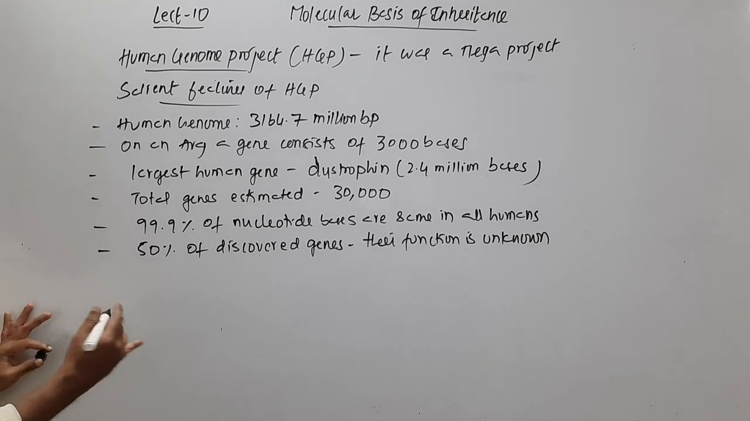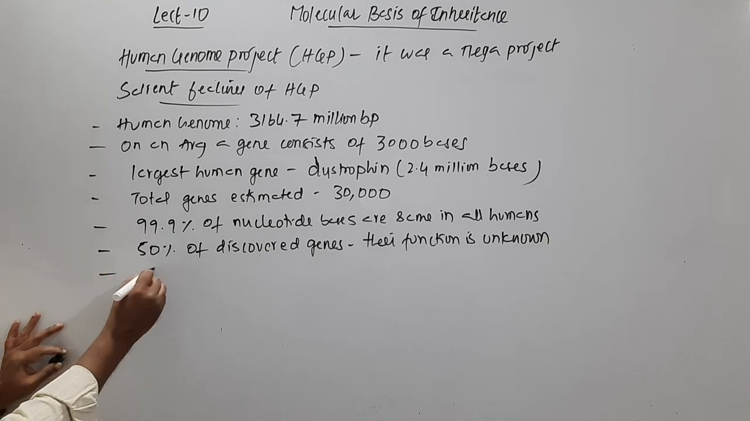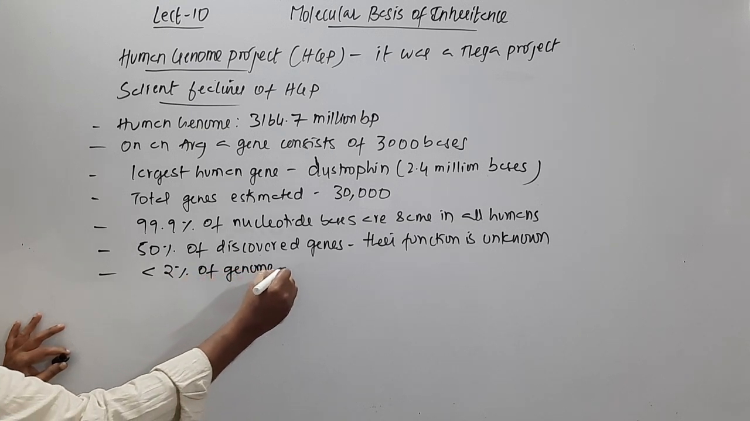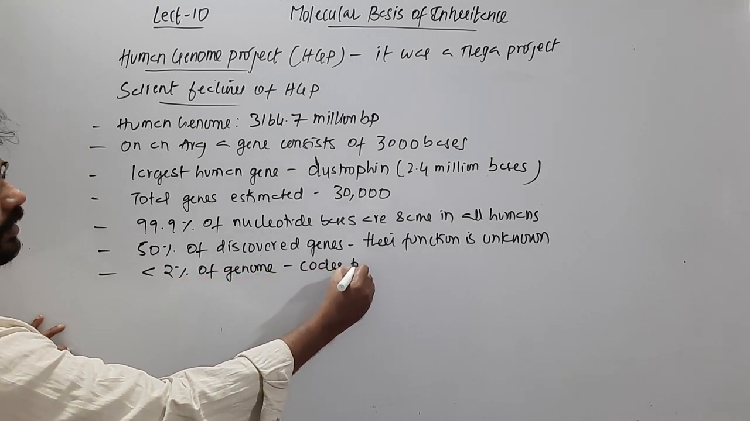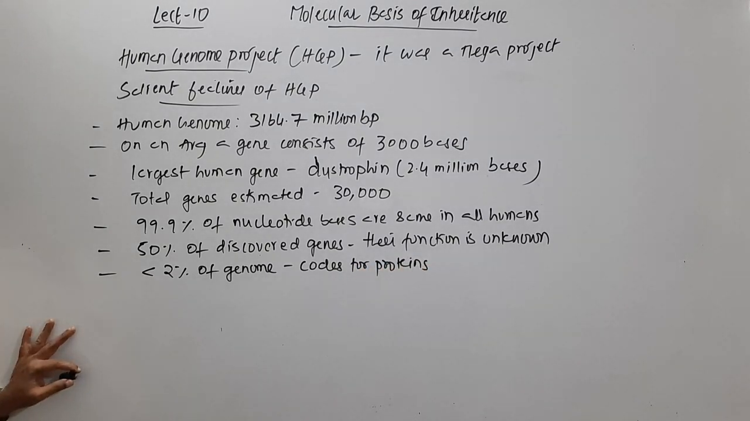Then we came to know that less than 2% of the genome codes for protein. So it codes for proteins. Less than 2% of the genome codes for proteins.